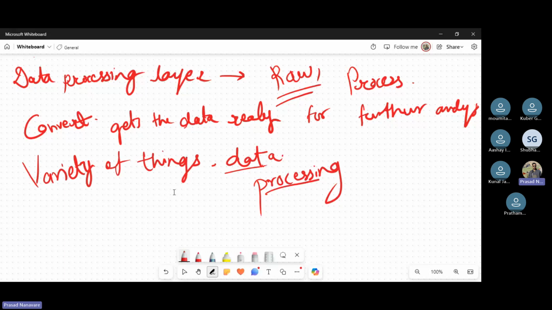Then, very obvious, which layer will come at the top? This is the final layer now. What layer will it be? Can anyone tell me?